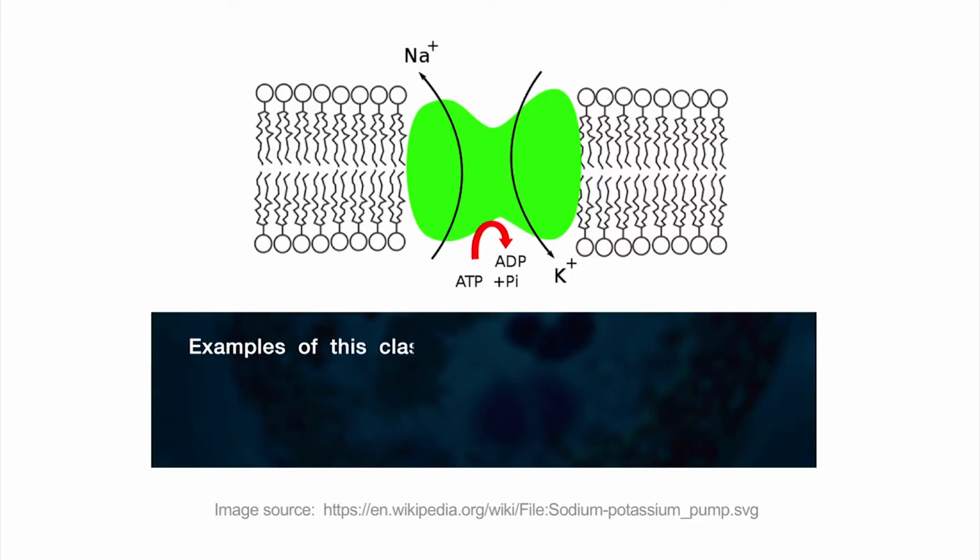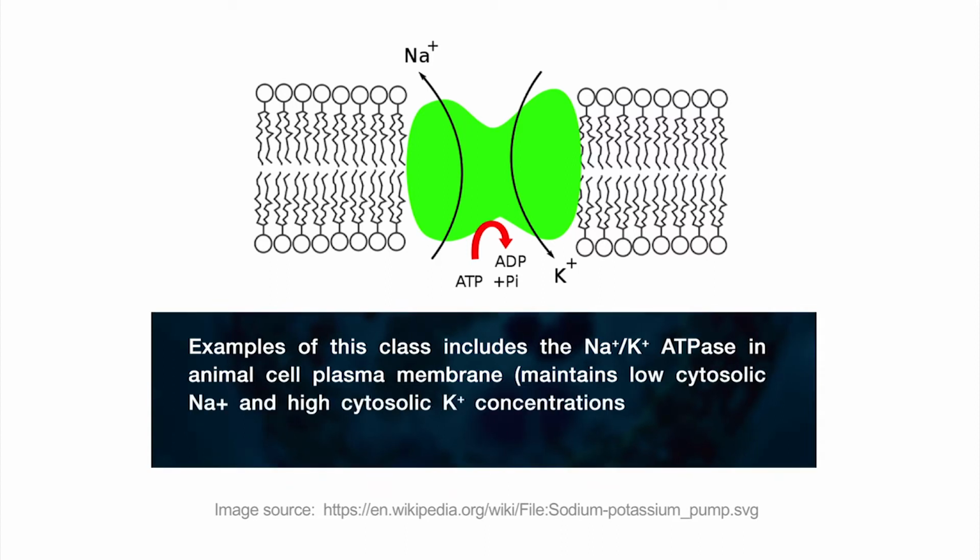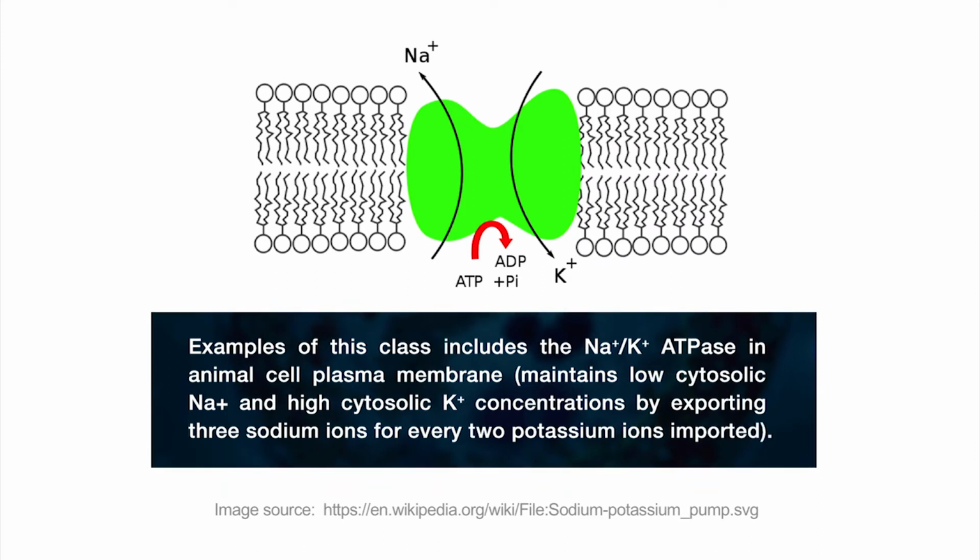Examples of this class include the sodium-potassium ATPases in the animal cell plasma membrane, which maintain low cytosolic sodium and high cytosolic potassium ion concentrations by exporting 3 sodium ions for every 2 potassium ions imported.